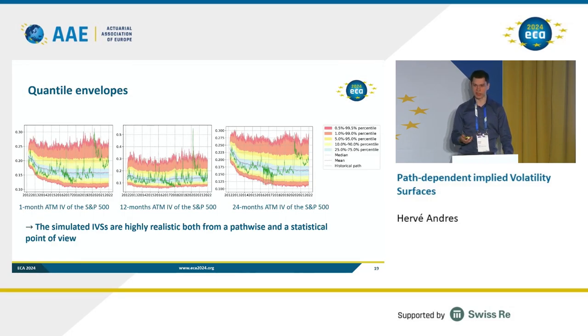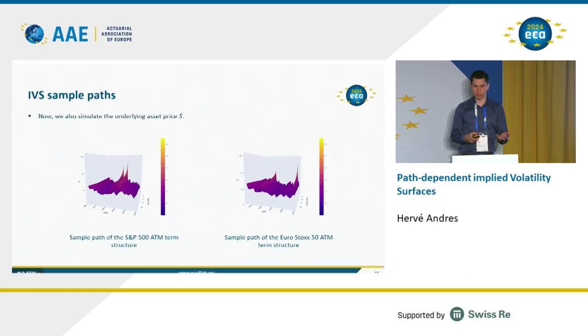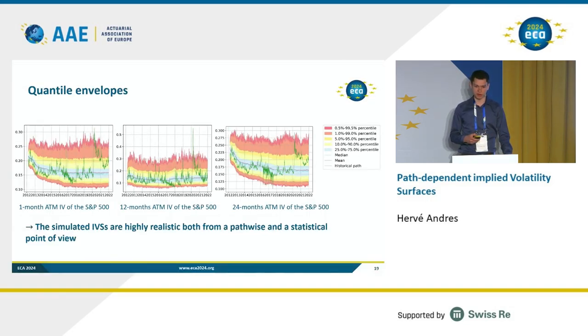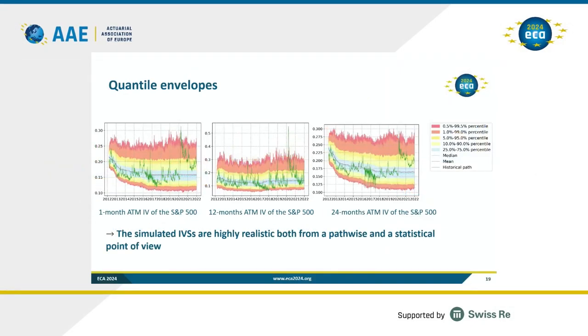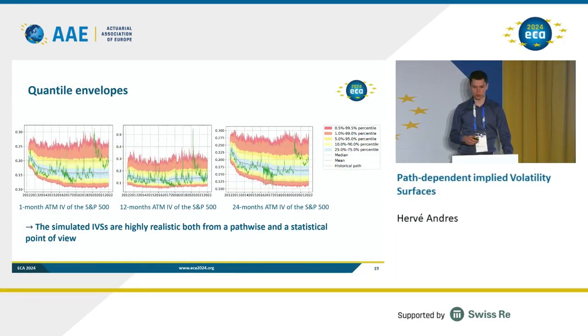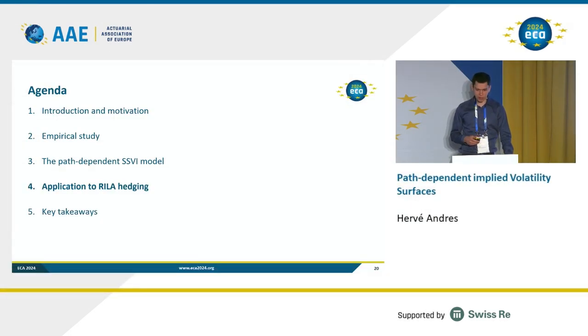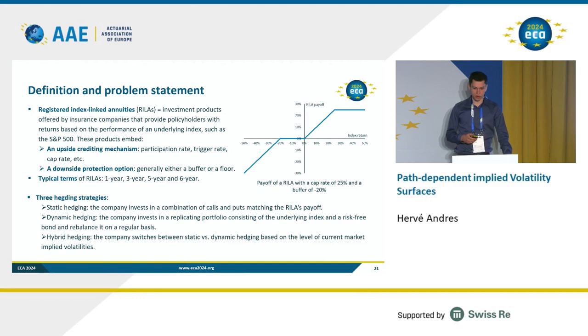Here you have something that is less, because this was a sample path, but when we aggregate everything, you can look at the quantile envelopes. And this shows that from a statistical point of view, the simulations are also quite reasonable. So let me now conclude on an application.